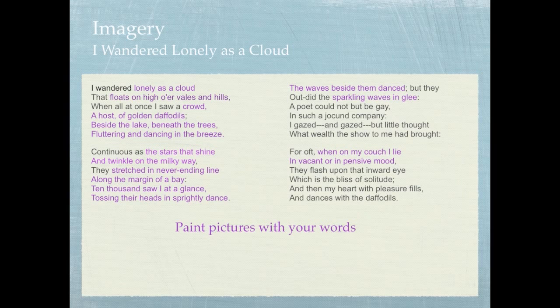"Ten thousand saw I at a glance." So now we understand that there is this bay, this lake that we see, and they're "tossing their heads in sprightly dance." And then we're taken to this scene with waves beside them dancing and sparkling with the starlight. And then he takes us to this final scene where he's lying on his couch, "in vacant or in pensive mood." So when you write, you are using these images. You're painting pictures with your words.